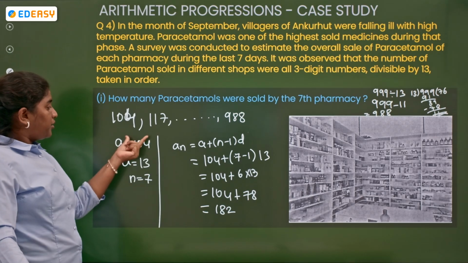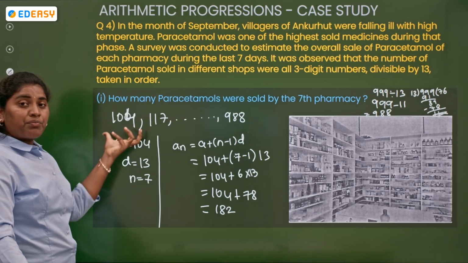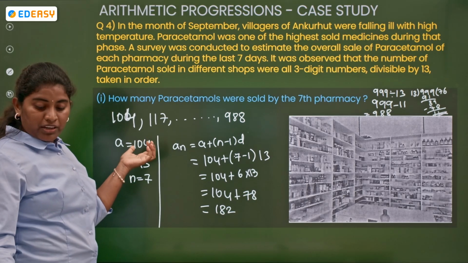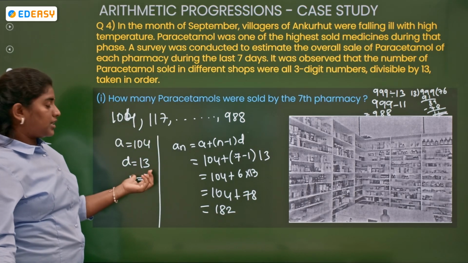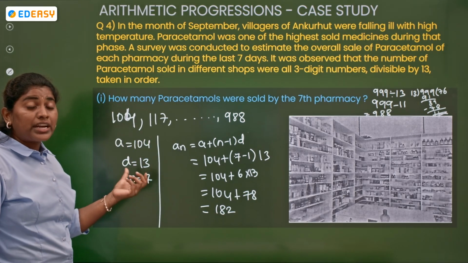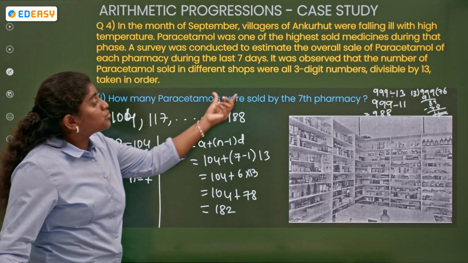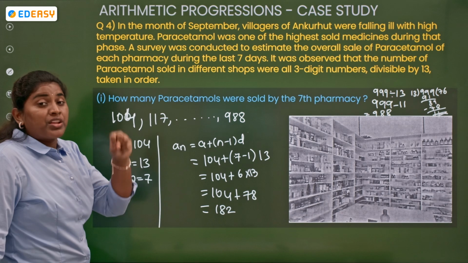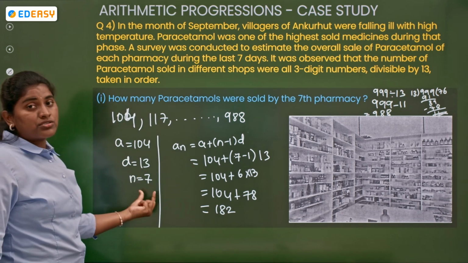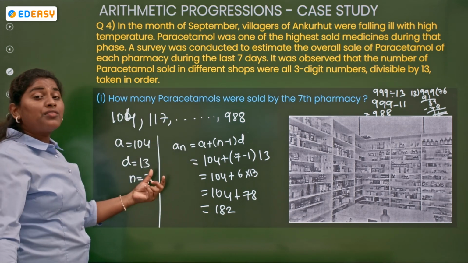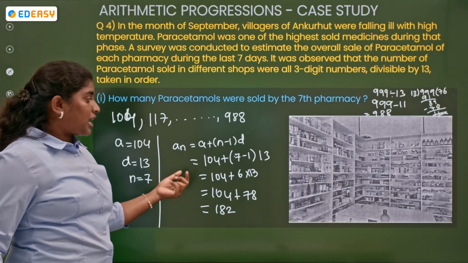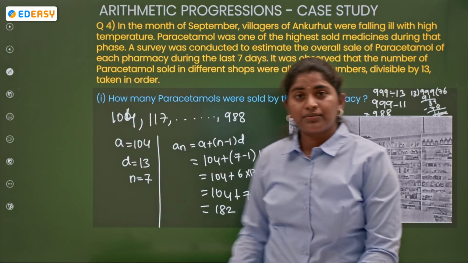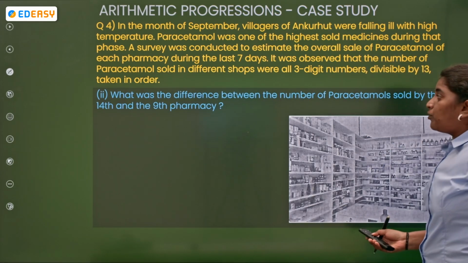Now coming to here, we got the AP, and from there we took the first term as 104, and the common difference as 13, and they are asking us to find the number of paracetamol sold by the 7th pharmacy. It means we need to find the value of the 7th term, so n equals 7. Placing all those values, we get a_n as 182. Understood? Any doubt? Now moving to the next.